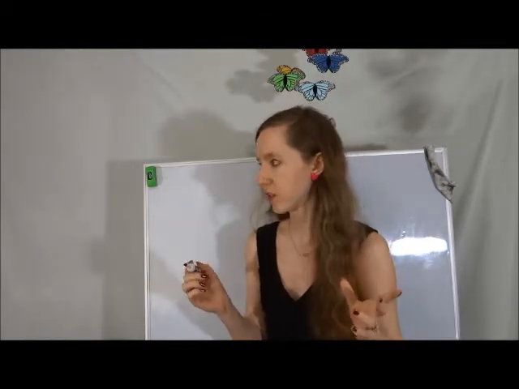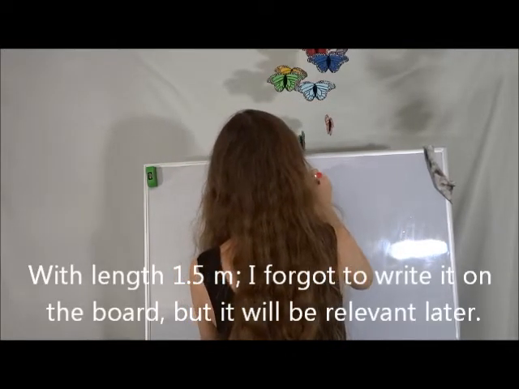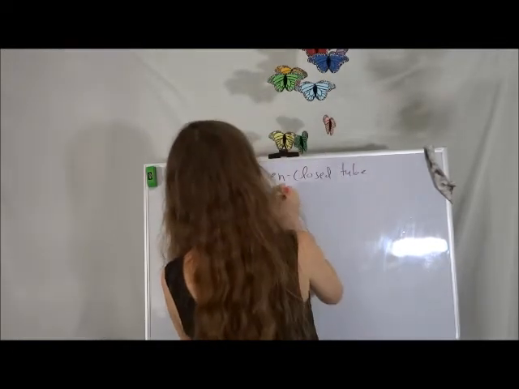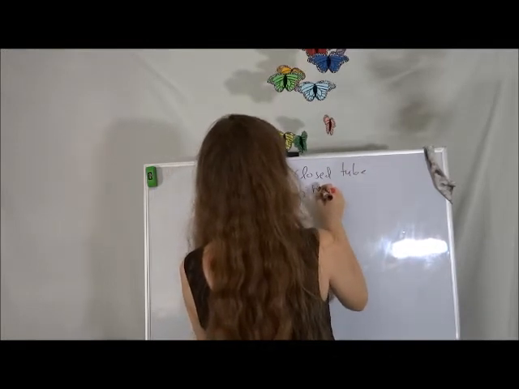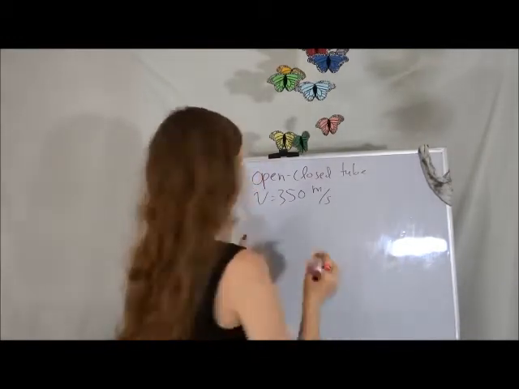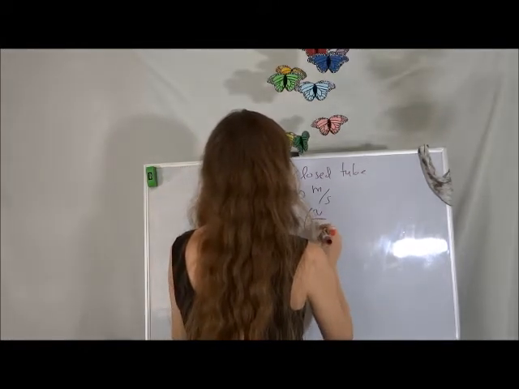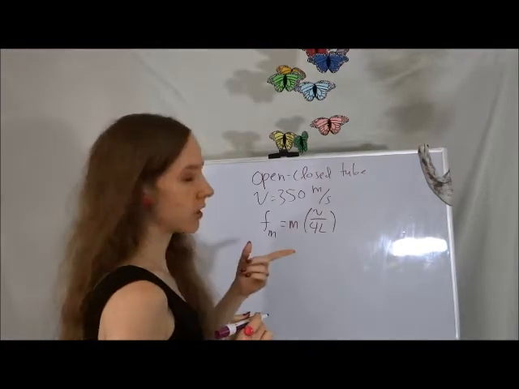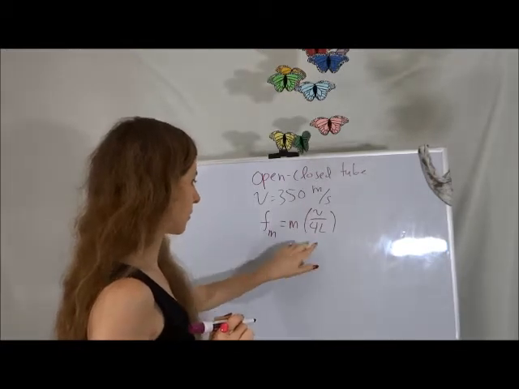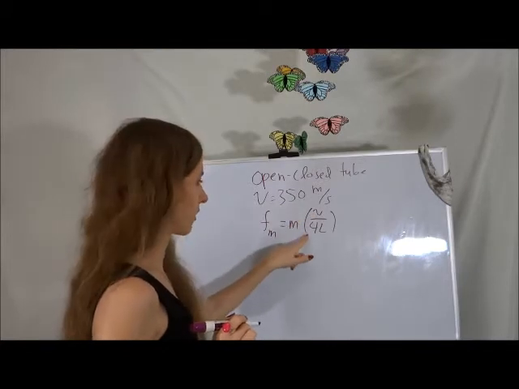So let's write the relevant information on the board. We have an open-closed tube, and we're using V equals 350 meters per second for the speed of sound in air. Now for an open-closed tube, our frequency is given by the equation F sub m is equal to m times V over 4L. In the case of an open-open or a closed-closed tube, we have a 2 in the denominator instead of a 4. That was one thing I noticed on the homework: some people use a 2 here, but since it's an open-closed tube, we have a 4 in the denominator.